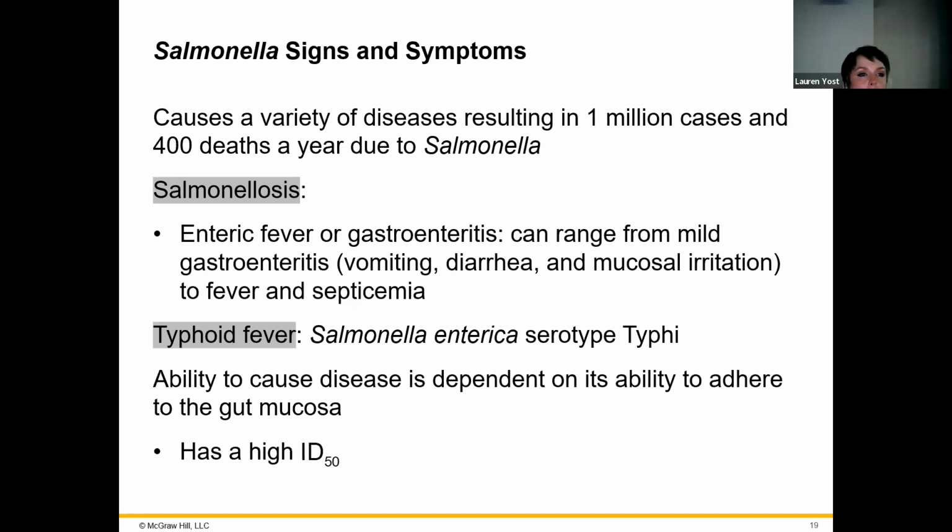Typhoid fever is caused by a serotype of Salmonella that we call Salmonella typhi. So it's Salmonella enterica, they all are. And then serotype typhi is the one that we call Salmonella typhi. And it causes typhoid fever.